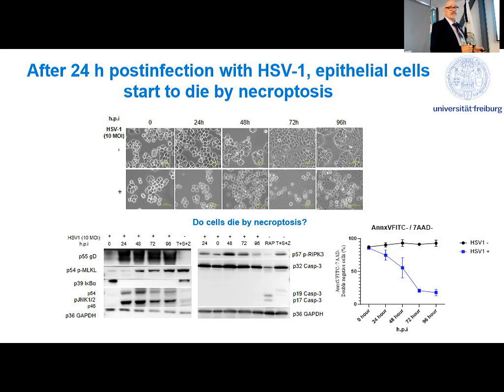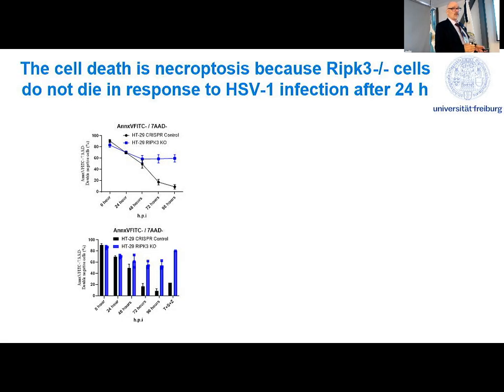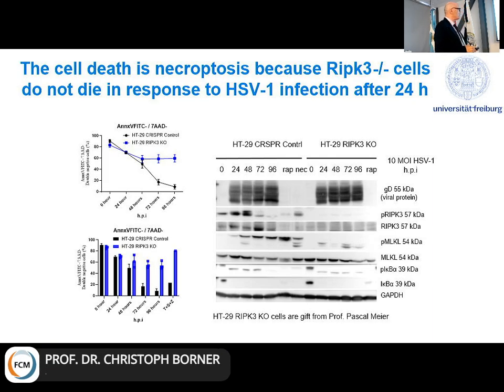And we found out this is by necroptosis, because we see that there is phosphorylation of RIP kinase 3, remember this kinase that is important, and MLKL, which is the kinase that forms the pores in the plasma membrane. And when we take cells that are knocked out for RIP kinase 3, we do not see cell death, which means that it is necroptosis. And we can do Western blots where we see that RIP kinase 3 phosphorylation and MLKL phosphorylation are largely diminished in these knockout cells.